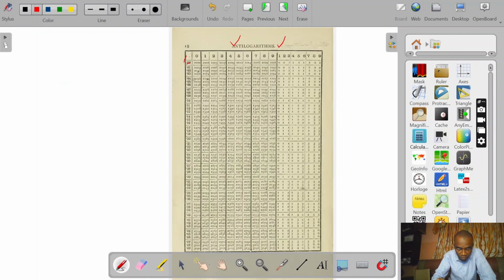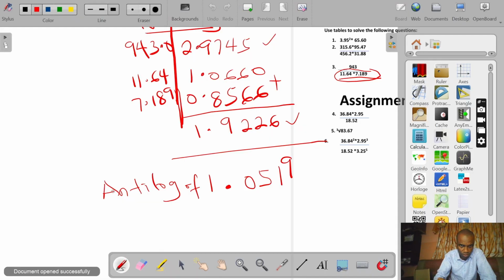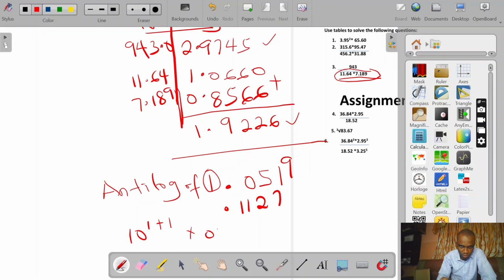Antilog of 0.05 under 1 is 1125. Difference 9 is 2. 0.05 under 1, 1125. 1125 plus 2, that will be 1127. Okay, so we go back. That will give me for decimal point 1127. So don't forget this one. Then to add a 1 to it, 10 goes by 1 plus 1 times 0.1127.